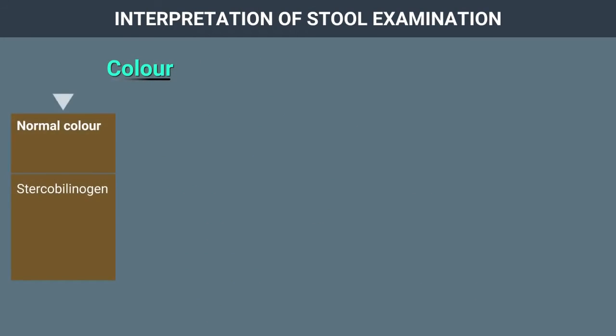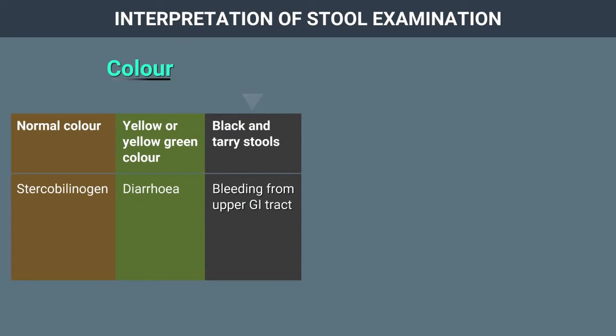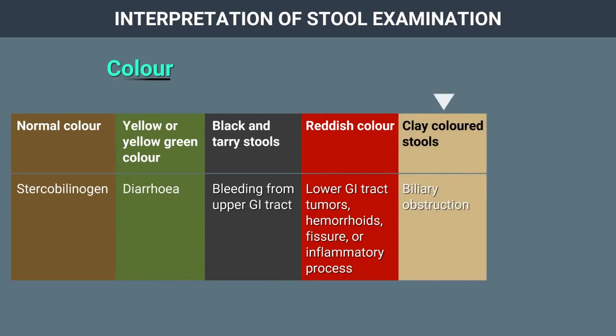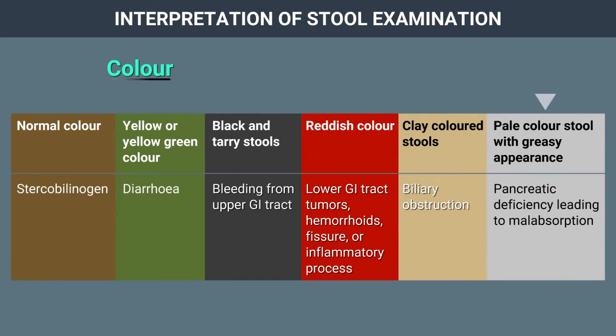Color. Normal color of the stool is due to presence of stercobilinogen. Yellow-green color is seen in diarrhea. Black and tarry stools may be seen due to bleeding from upper gastrointestinal tract. Reddish color is seen in case of lower GI tract tumors, hemorrhoids, fissure or inflammatory process. Clay colored stools are due to biliary obstruction. Pale colored stools with greasy appearance are due to pancreatic deficiency leading to malabsorption.